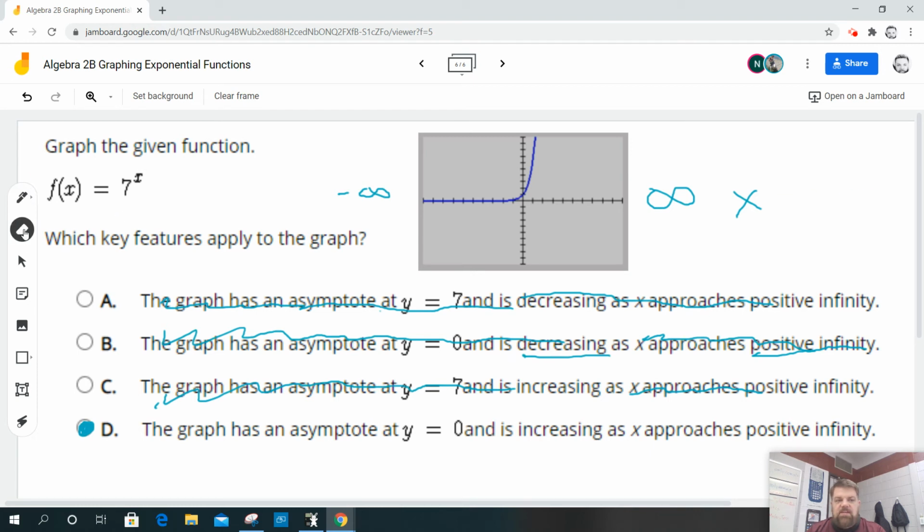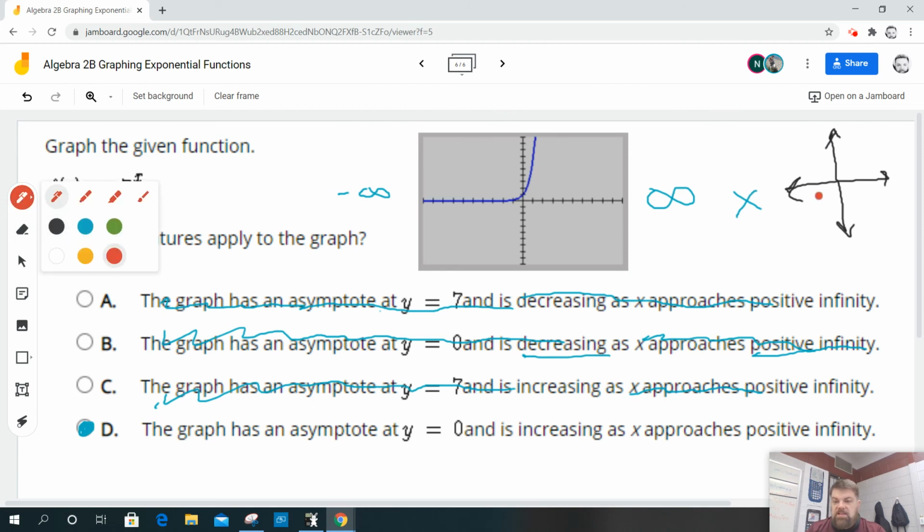Basically what they're saying is that it had an asymptote at 0, but then it decreased. And that's not true. So that's why B's not right, because it said the word decrease. D is true because it does increase, okay? As x approaches positive infinity.